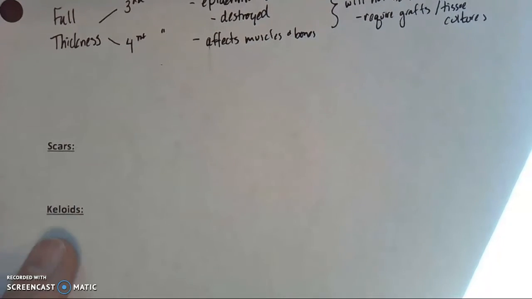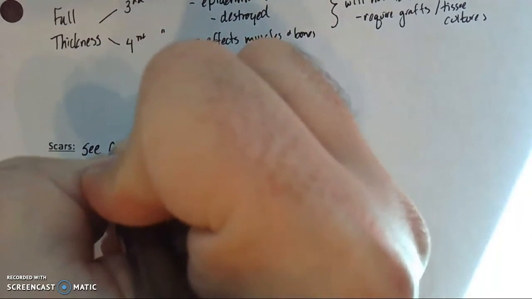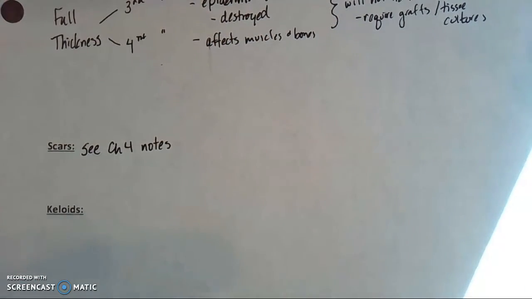The last two things that we're talking about are scars. We've already mentioned scars in chapter 4, so I'm just going to put see chapter 4 notes, because scars basically deal with wound healing, and we talked about scars, the formation of scar tissue, and those different things.